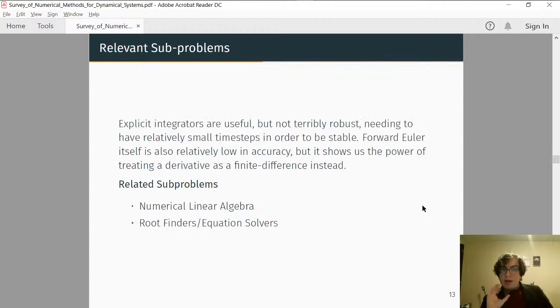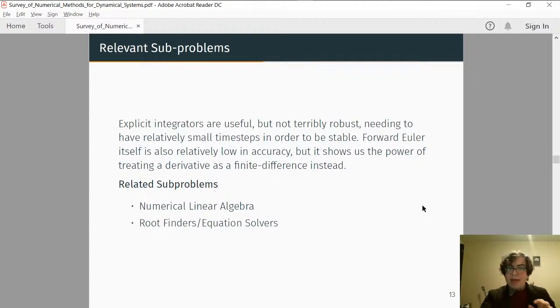All right, so there are a lot of relevant subproblems to this, especially when you have systems. These explicit integrators are useful, especially as a building off point so you can understand how the packages that you use in MATLAB work, but they're not terribly robust. They will break if you try to take too big of a jump. If you bite off more than you can chew, they'll explode. The solution will diverge to infinity. So they're also not terribly accurate, even with such a simple system.